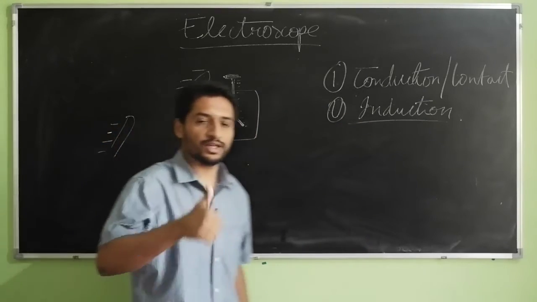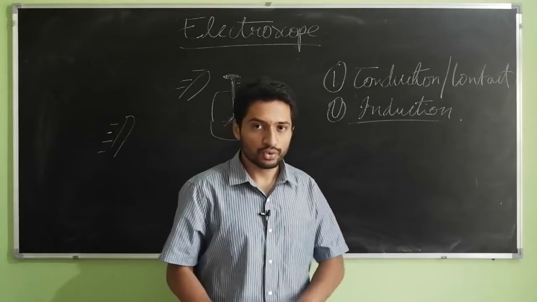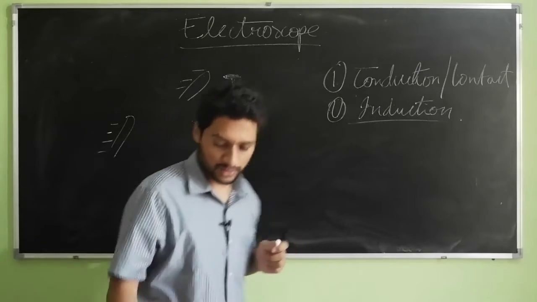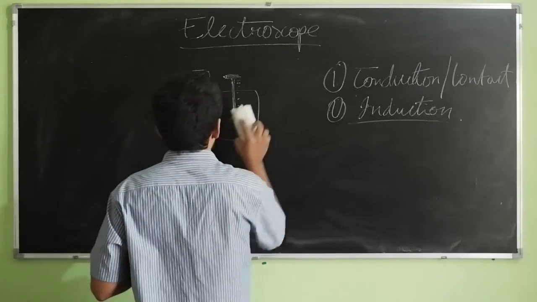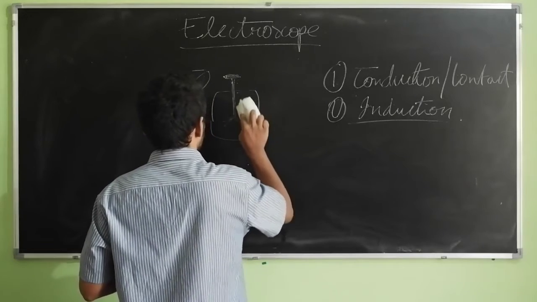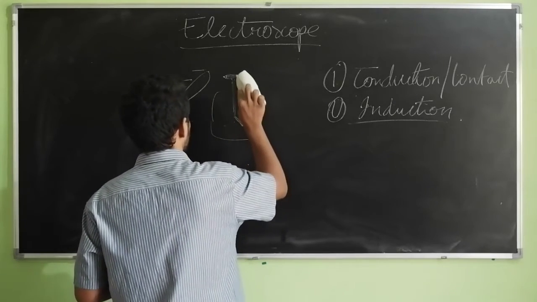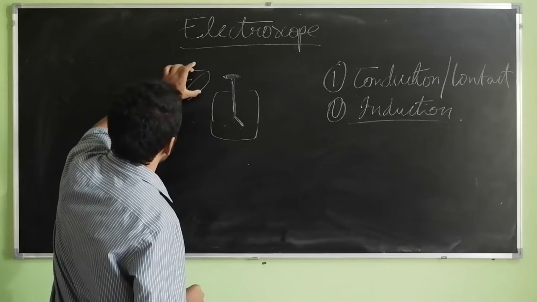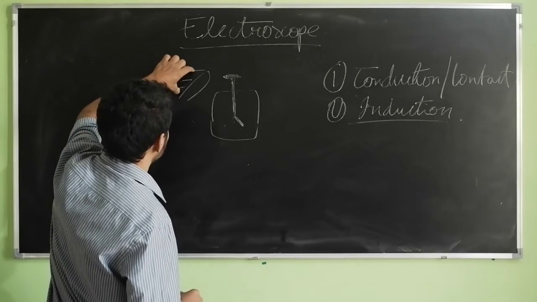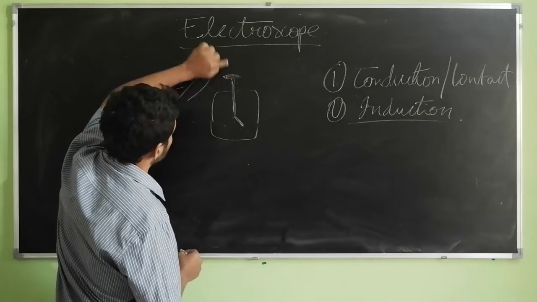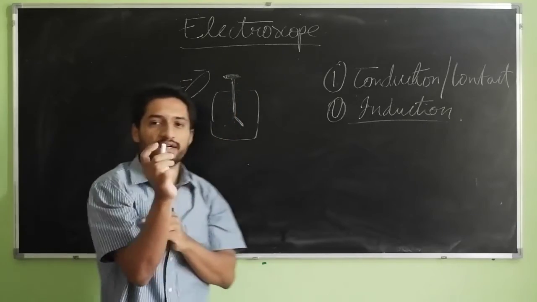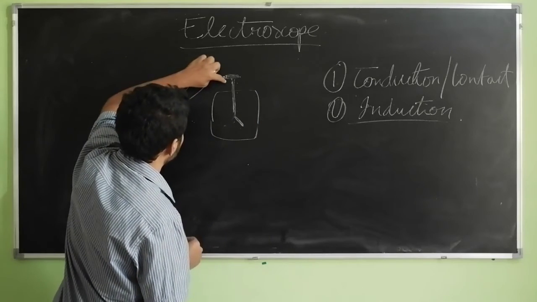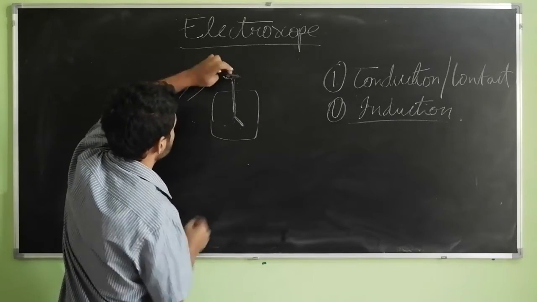What happens in induction, as you already know, is action at a distance. They don't touch each other. There is no touching involved. When I bring a negative charge near this metal plate, because metals have free electrons which can move, this area of the metal plate becomes positively charged.